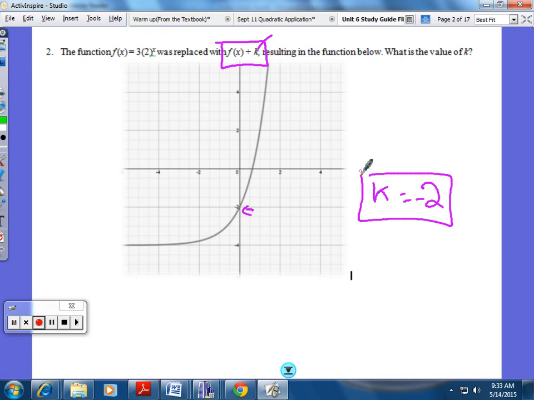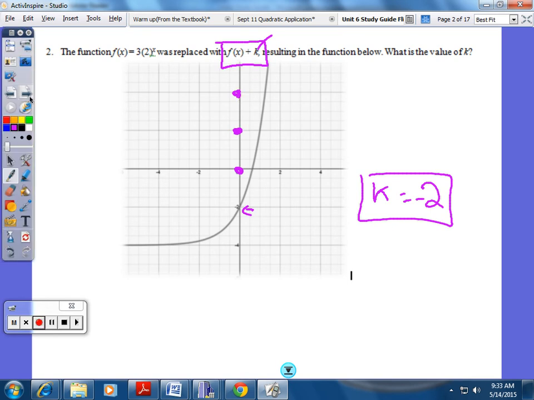If it crossed at 0 here, it would be k equals 0. If it crossed here at 2, it would be k equals 2. If it crossed here at 4, it would be k equals 4. So all you do is find out where your graph crosses the y-axis, and that's the answer.